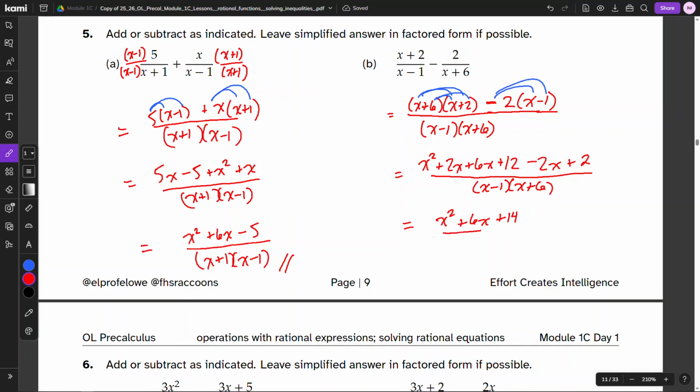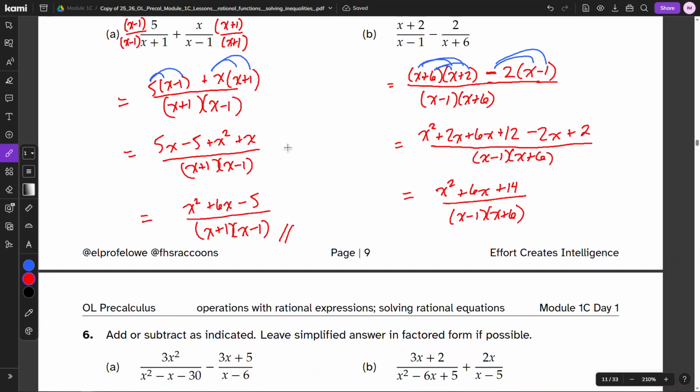All over x minus 1 times x plus 6. And I check the numerator and see, do I have two factors of 14 that will add up to be 6? There are not two factors of 14 that will add up to be 6, so I'm not going to have a nice factorization for that numerator, and it's not going to involve rational numbers, so I don't need to worry about that.